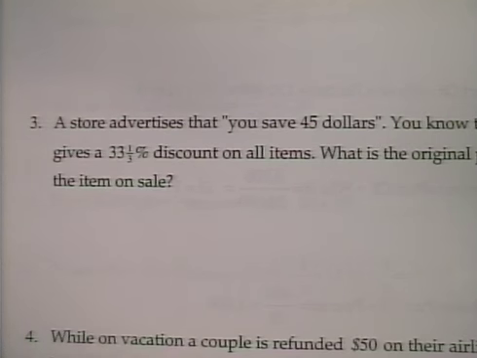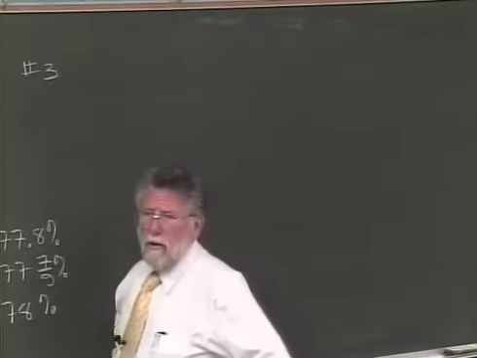So, a store advertises, you save $45, and it was a what? 33.33% discount. So you get the discount rate, not the discount, but the rate of discount. You're given a percent, and you save $45. What am I hunting for? Okay, I want the whole. They've given me the discount and the percent. So this is number 3. What is my documentation going to be? So we go to the board.